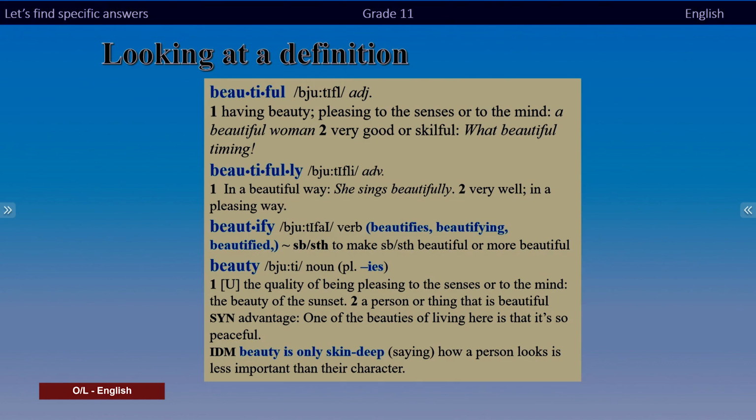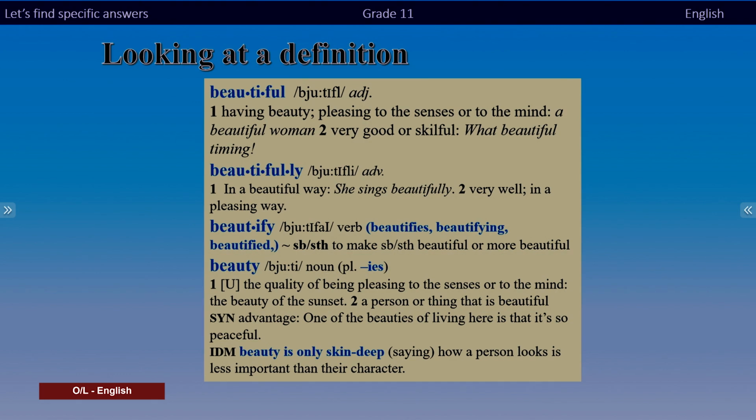One is having beauty, pleasing to the senses or the mind. And see, there's an example given as well, a beautiful woman. And the second meaning is also given, very good or skillful. And an example given there as well, what a beautiful thing. And the second word, if you come down to the second word, there you can see the abbreviation. And what is this abbreviation you see here?